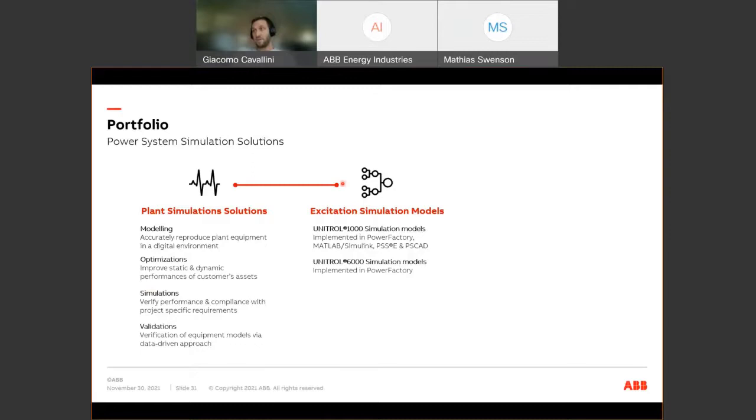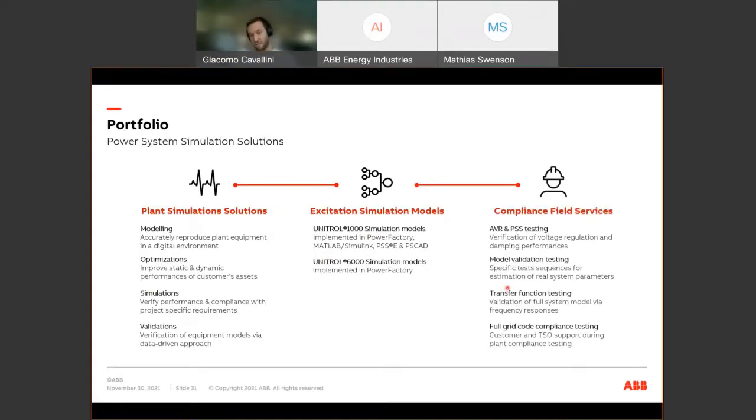We also developed excitation system simulation models, and we offer this to our customer. And this, like said before, is a detailed model of the Unitrol 1000 system and the detailed model of the Unitrol 6000 system. Those are implemented in different software: PowerFactory, MATLAB Simulink, PSSE, and PSCAD for the Unitrol 1000, while PowerFactory is the main tool for the Unitrol 6000.